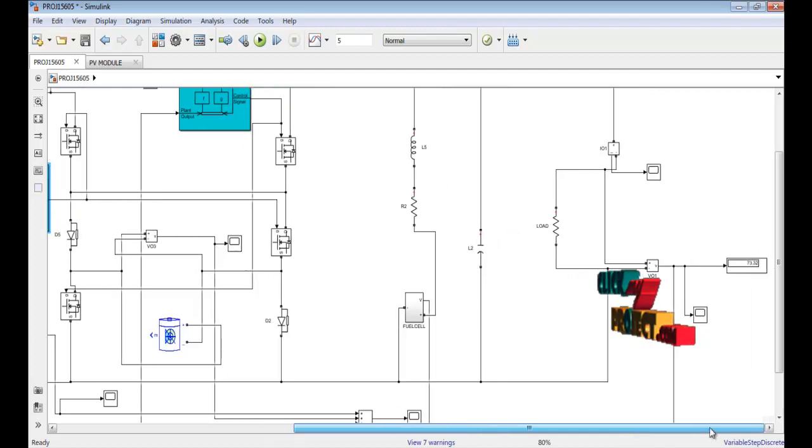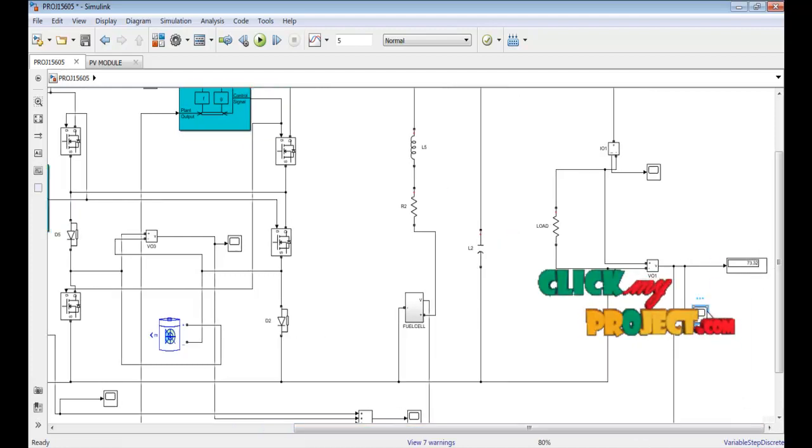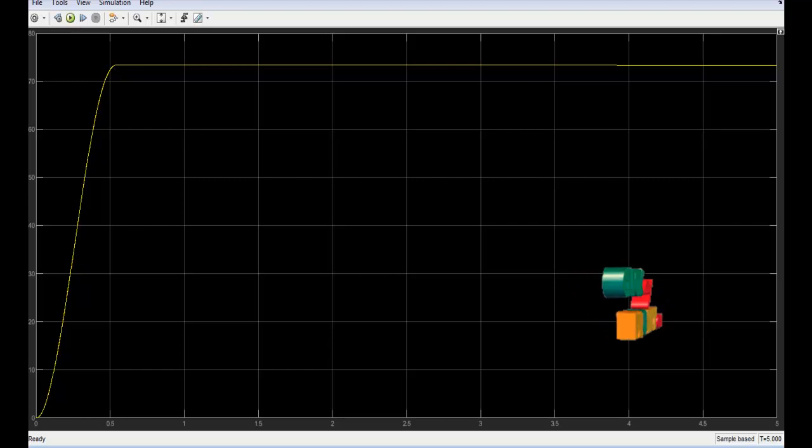Finally, the scope output of 73.28 will be reached.